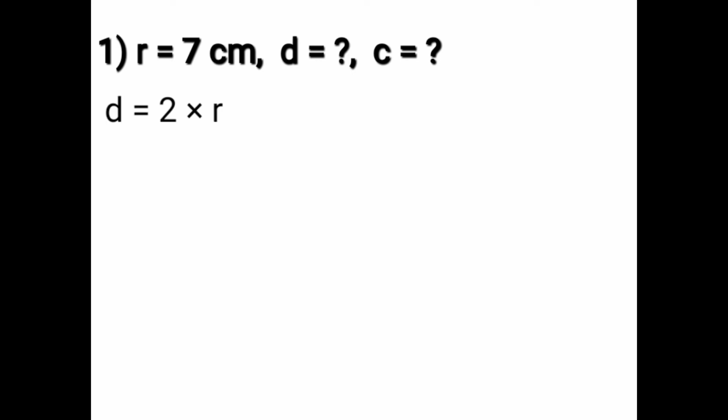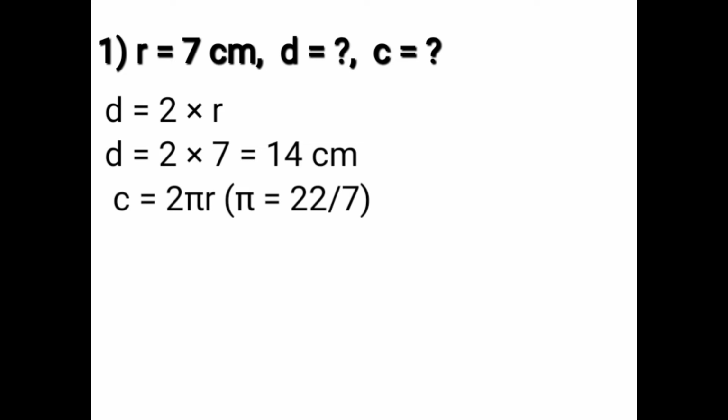First you have to find diameter. Diameter formula is 2 multiplied by radius. Diameter is equal to 2 into 7. Radius is equal to 7 centimeter. Diameter is equal to 14 centimeter. Okay. Circumference is 2 pi r.